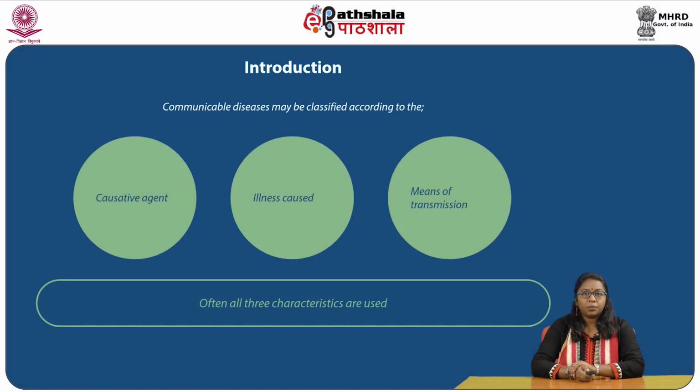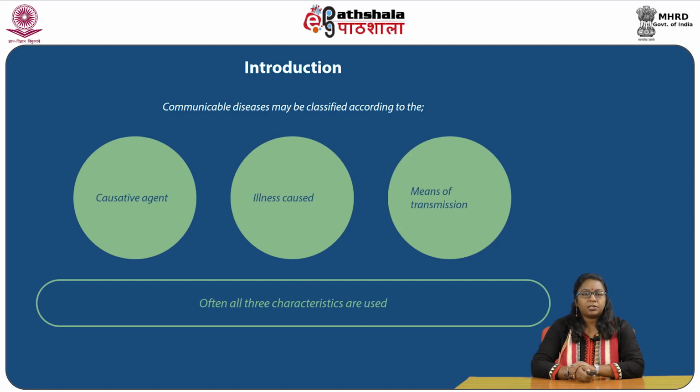Communicable diseases may be classified according to the causative agent, the clinical illness caused, or the means of transmission. Often, all three characteristics are used. Example: foodborne salmonella gastroenteritis.